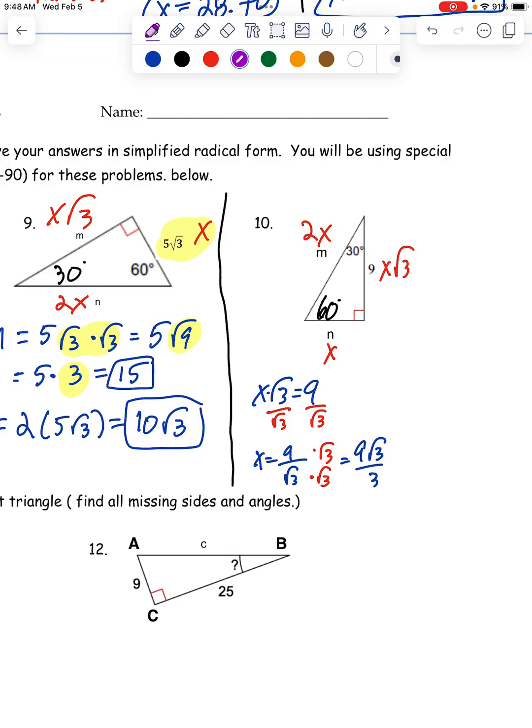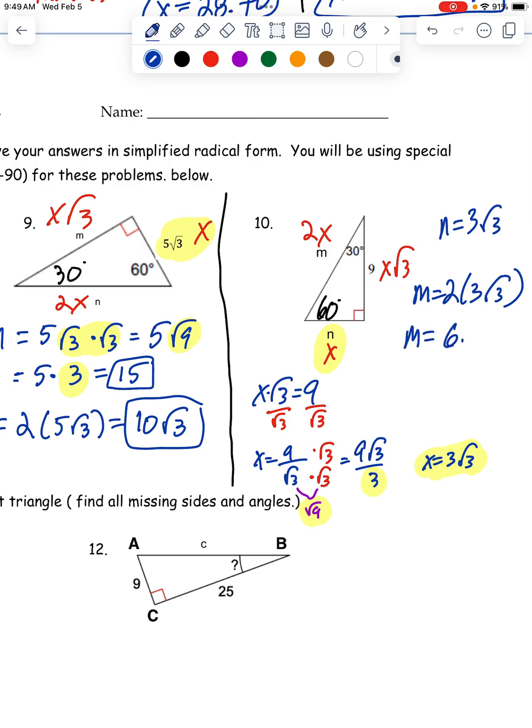Remember, root 3 times root 3 is root 9. Root 9, the square root of 9 is 3. So x equals 3 root 3. I'll write that over here. So n equals 3 root 3, since that's my x side. M is 2 times 3 root 3. So m equals 6 root 3.